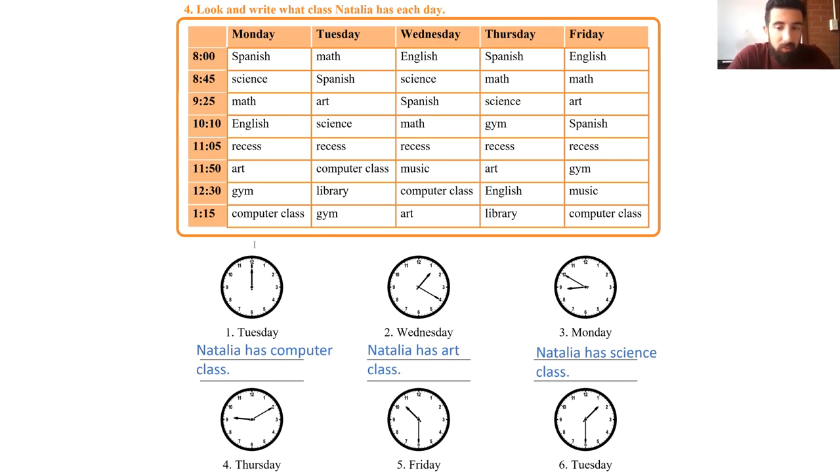So Natalia has gym class, and these were error. Has Spanish class. And la última. Has math class.